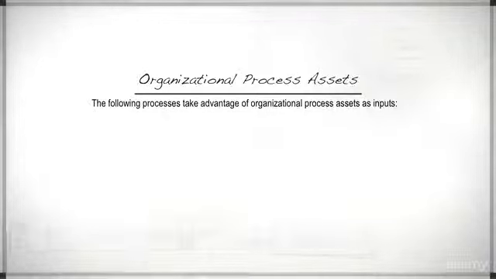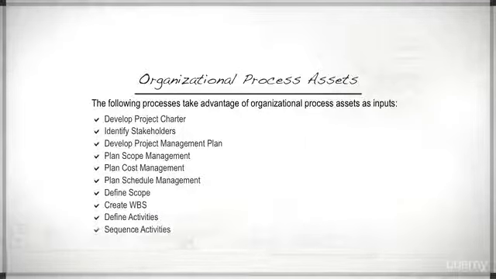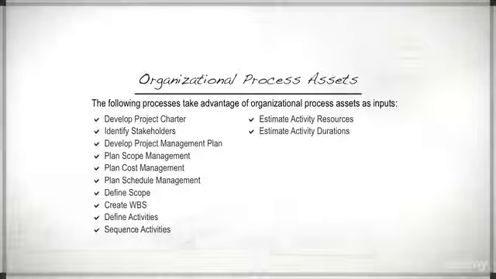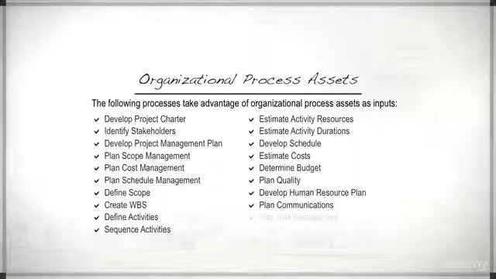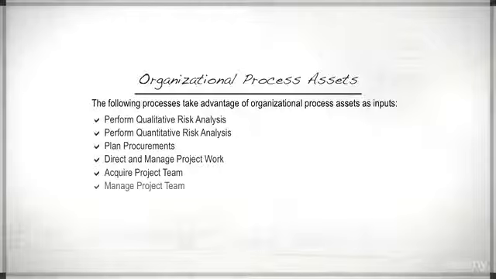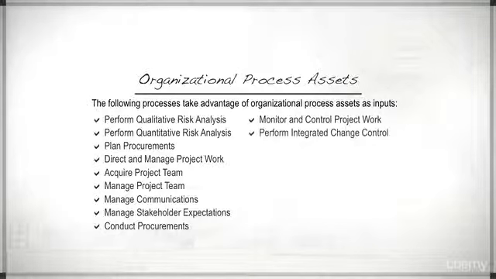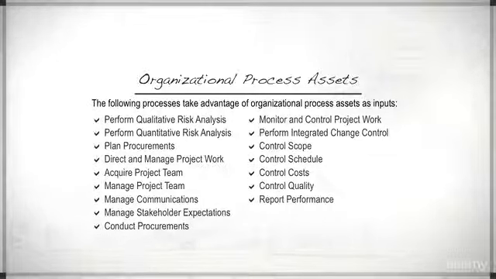The following processes take advantage of organizational process assets as inputs: develop project charter, identify stakeholders, develop project management plan, plan scope management, plan cost management, plan schedule management, define scope, create WBS, define activities, sequence activities, estimate activity resources, estimate activity durations, develop schedule, estimate costs, determine budget, plan quality, develop human resource plan, plan communications, plan risk management, identify risks, perform qualitative risk analysis, perform quantitative risk analysis, plan procurements, direct and manage project work, acquire project team, manage project team, manage communications, manage stakeholder expectations, conduct procurements, monitor and control project work, perform integrated change control, control scope, control schedule, control costs, control quality, report performance, and close project or phase.